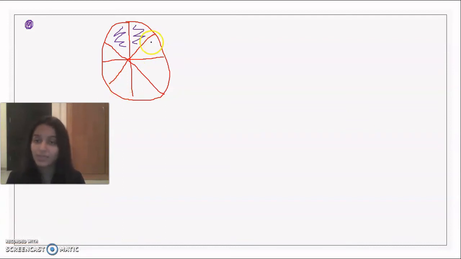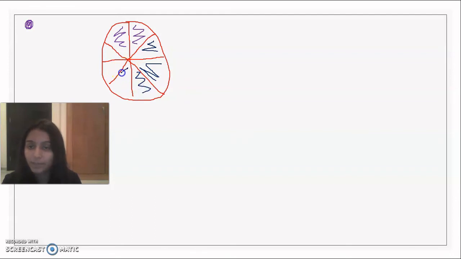The next subject was math. Now, if each of these parts is one student, and we know that 4 students like math, that means we would have to shade 4 parts. Am I right? So I'm going to do the same thing. 1, 2, 3, and 4. Now, put another dot of this color as well.